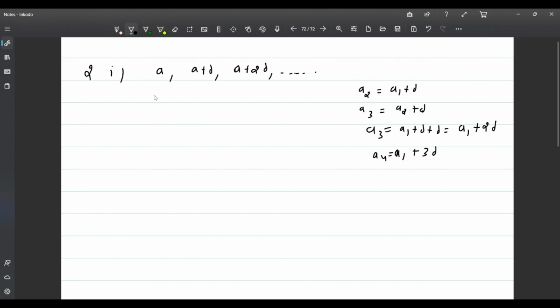So let's do the first part of this. a1 is equal to 10 and d is also 10. So a1 is equal to 10, a2 is equal to 10 plus 10, 20.